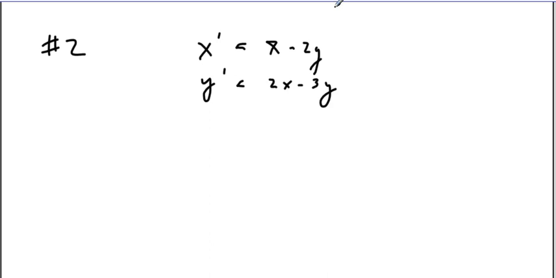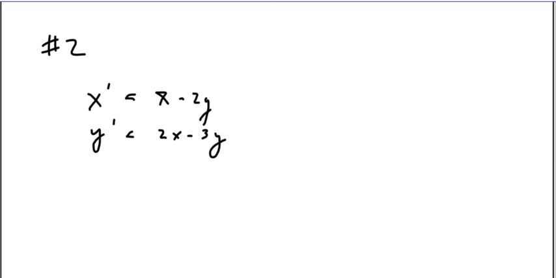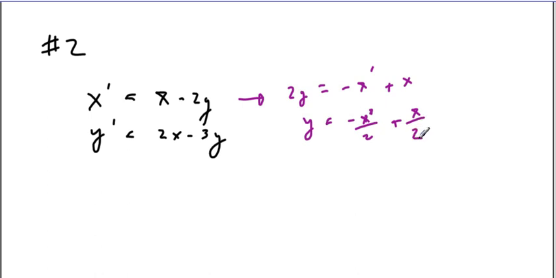And we find that if I were to move this over a little bit so that I have more room, I will do that. All right, so if we look at this guy, we find that 2y is equal to minus x prime plus x. And so y is going to equal minus x prime over 2 plus x over 2.